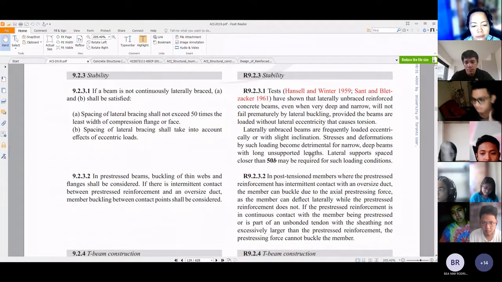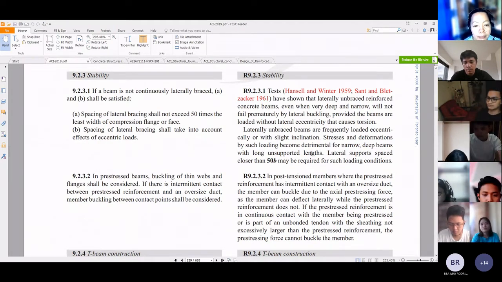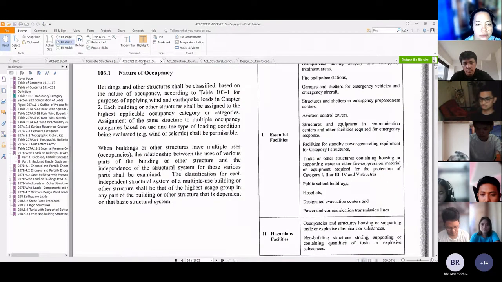The ACI code is a general standard, code, and specification, while the NSCP has adopted the ACI code. So just to give you an idea of the National Structural Code of the Philippines. This is how you're going to choose the loadings.